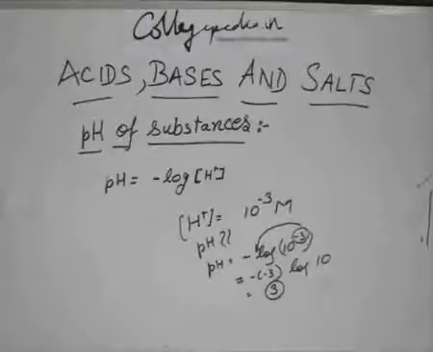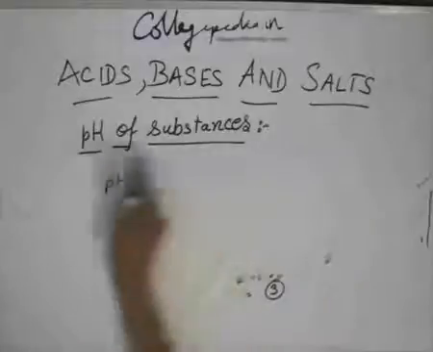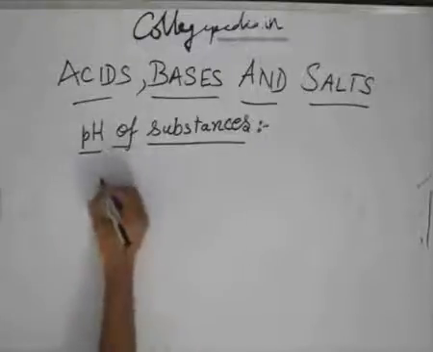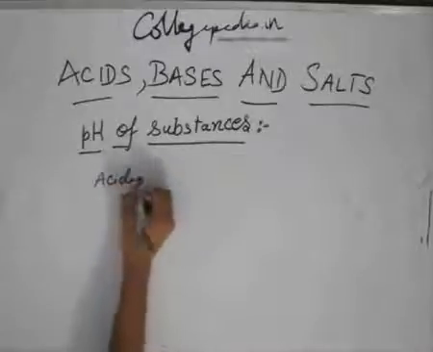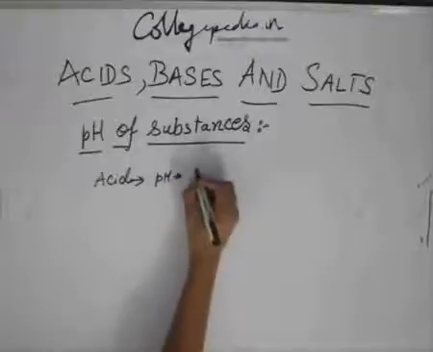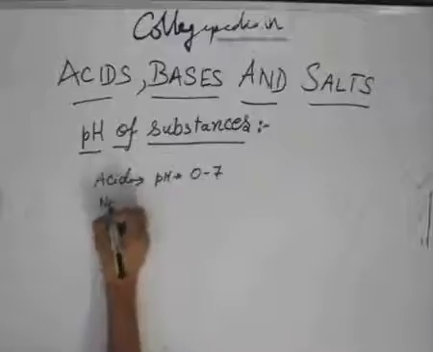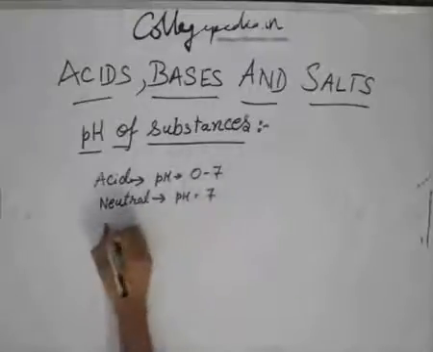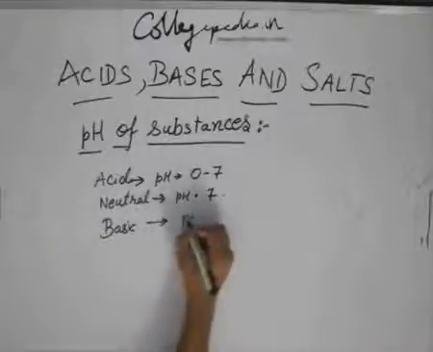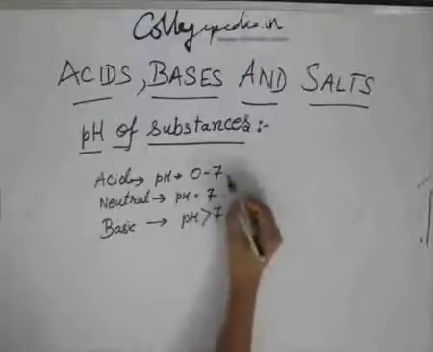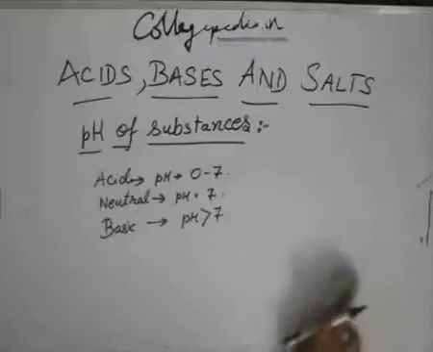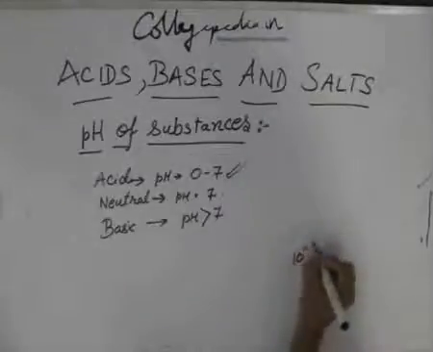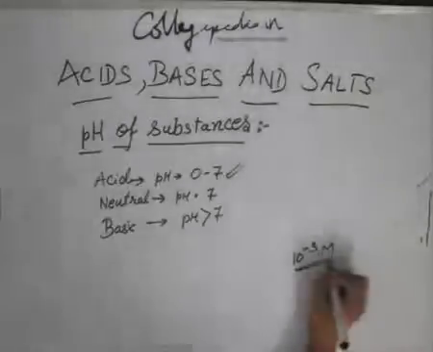Now this pH 3 means that the solution is acidic. You will find that for acid solutions you have pH between 0 and 7. For neutral solutions like salts, pH is exactly 7, and for basic solutions pH is greater than 7. So in this case our pH came out to be 3, so this 10 to the power minus 3 molar solution which we took was an acidic solution.